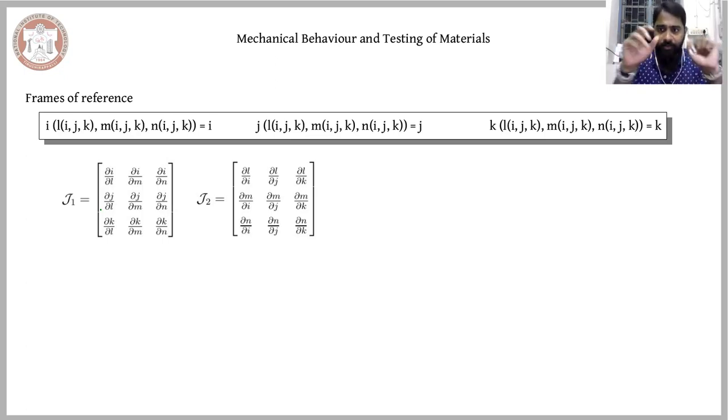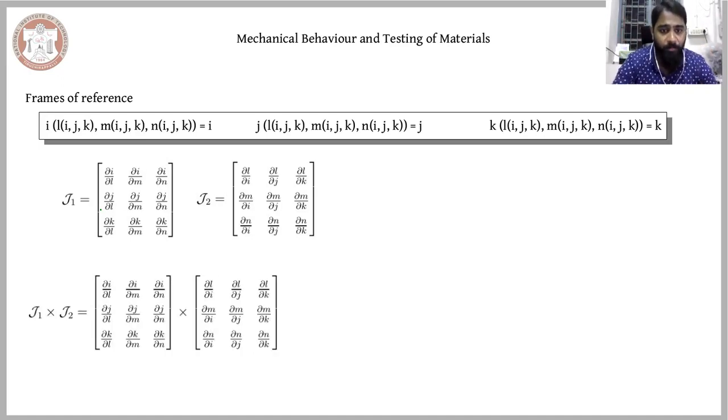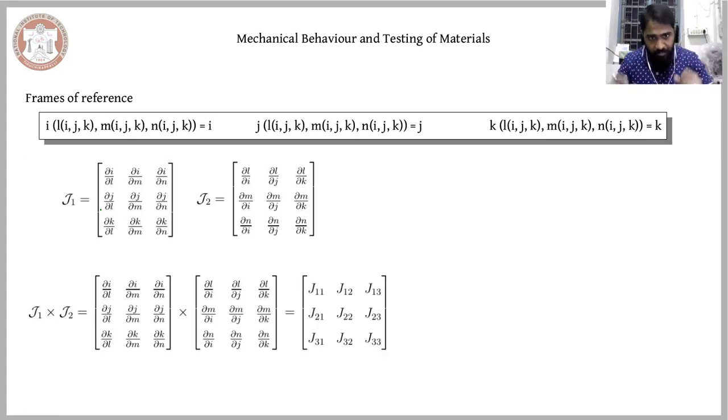So we have two frames of reference. In J1 we are considering how one frame of reference is changing with another. In J2 we are considering how the other frame of reference is changing with the first one. Now we are going to take the product of these two Jacobians, and of course this is going to end up with a square matrix. And now we are going to find out each of these entries.